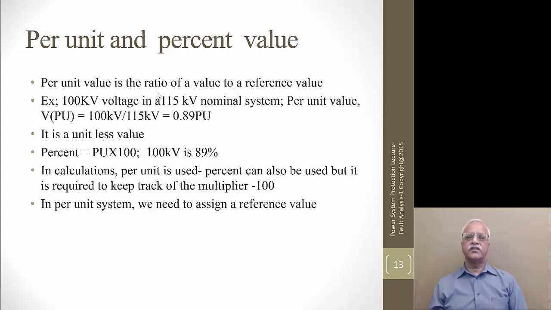In calculations, per unit is used and percent also can be used. But if you use percent, you have to take care of that factor of 100. So a lot of times we just use per unit. In the per unit system, we need to assign a reference value. In this case, we took 115 kV as the nominal voltage, and based on that, we expressed 100 kV as 0.89 per unit.